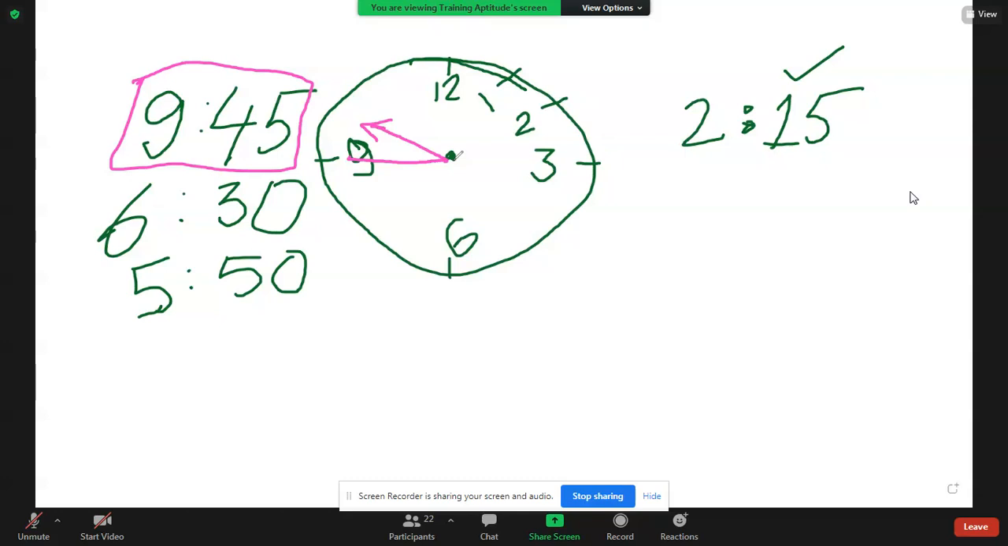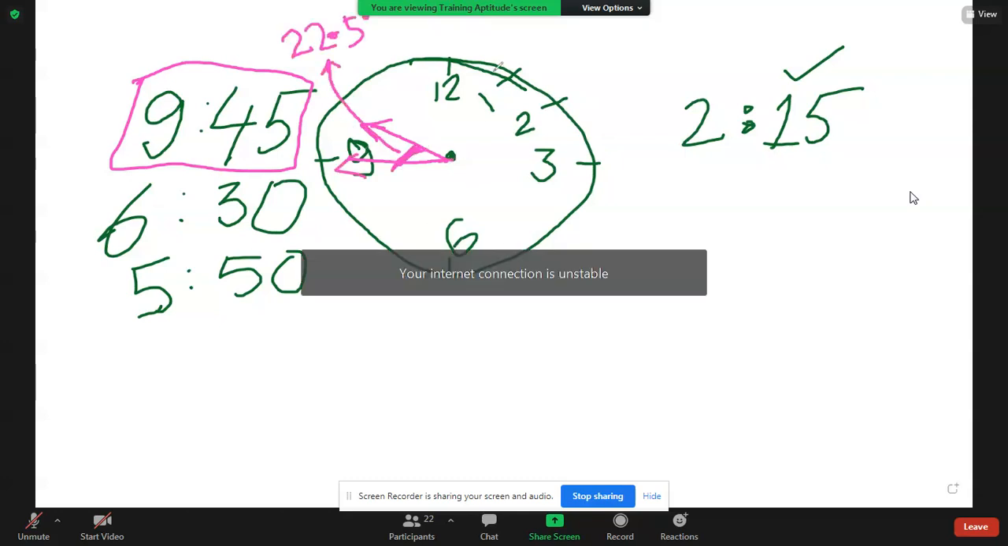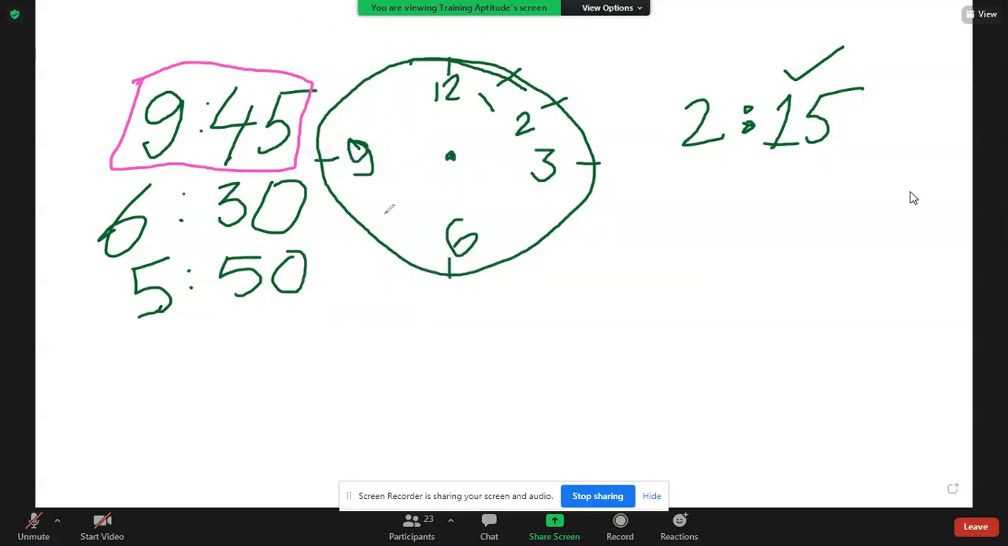What is the angle formed at 6:30? Now at 6:30, the hour hand is here and the minute hand is here. So this angle formed is 15 degrees, because in 30 minutes the hour hand moves 15 degrees.